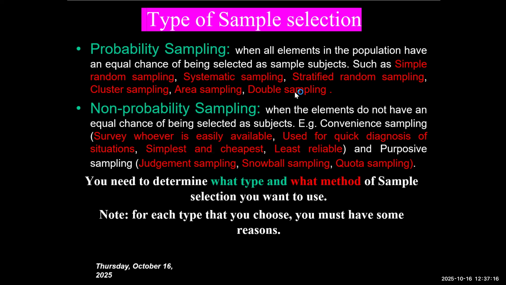Then double sampling. So I sample and then I sample again. Then we call that one double sampling. And that's what probability sampling is supposed to be. And mostly when you are doing quantitative research, we expect you to do probability sampling.